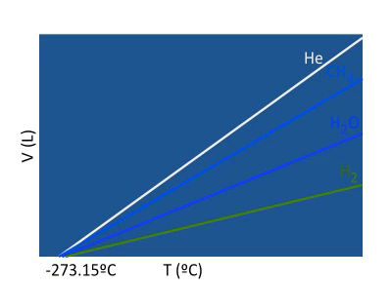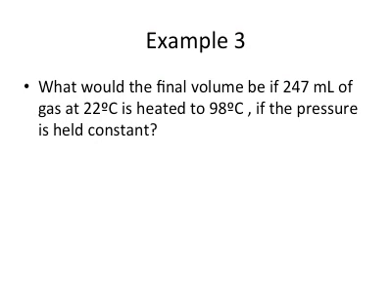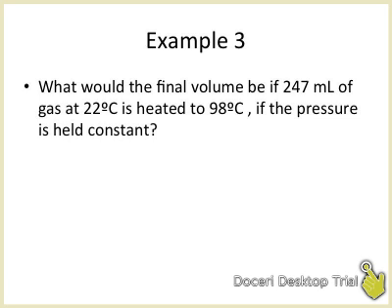All right, so let's do an example. What would the final volume be if 247 milliliters of gas at 22 degrees Celsius is heated to 98 degrees Celsius? So everything's in the same unit except what? We are not in Kelvin. Uh-oh. So we're going to have to do a little converting ahead of time.